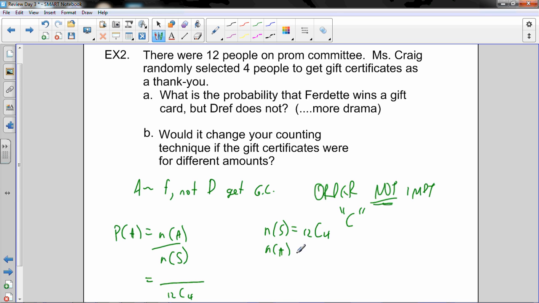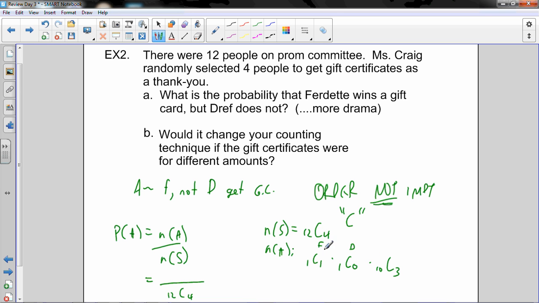On the top, it's actually a little bit more difficult, right? So we kind of got a few things to figure out. Well, if Fredette has to get a gift certificate, that means she's selected. Draft does not get a gift certificate. And then how many people do we have in total? Well, we have 12 in total, so that's going to be 10 choose 3 more gift certificates to give out.